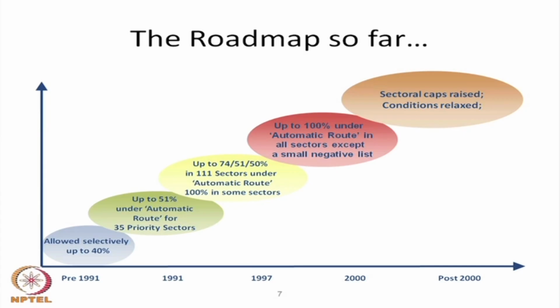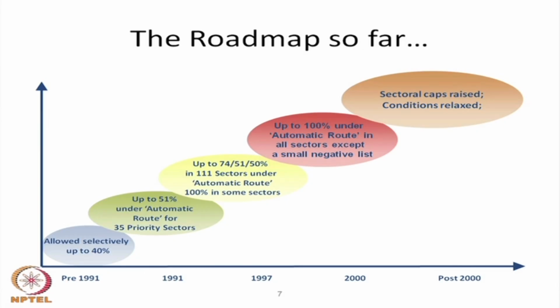And in this process, 91 saw further liberalization in the form of what is called the automatic route, that is, FDI through the automatic route. There is no need for any kind of permission on the part of the FDI or FI to come over to India. 35 sectors were declared for the automatic route for 51% FDI investment.